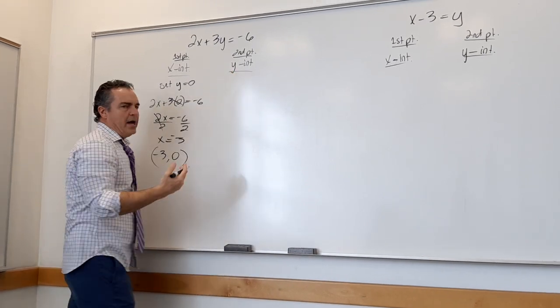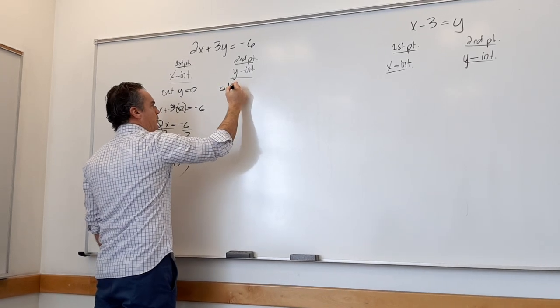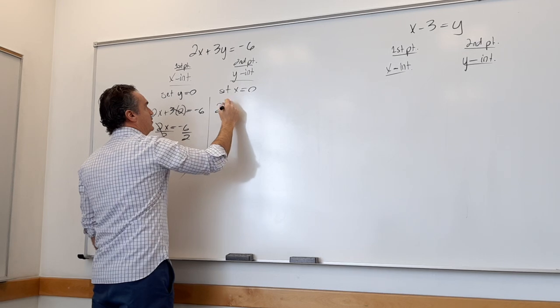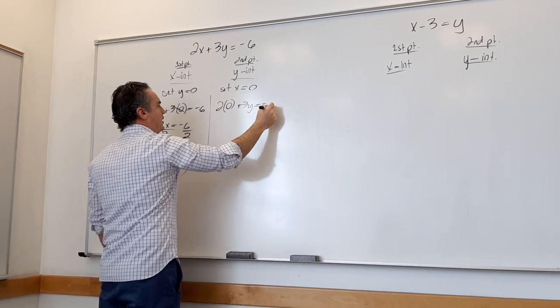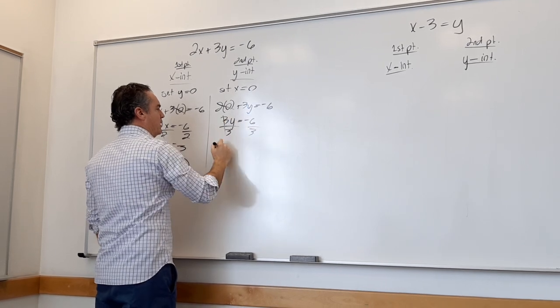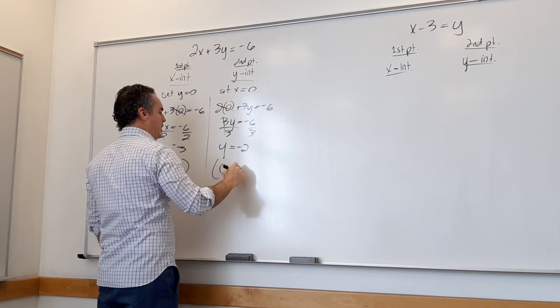So what's the opposite of y? X. So I'm looking for the y-intercept. I always set the opposite equal to 0. So I'm gonna set x equal to 0. Okay? And I'm gonna take 2 times 0 plus 3y equals negative 6. I get 3y equals negative 6. Divide by 3, divide by 3. I get y equals negative 2. And I got 0, comma, negative 2.